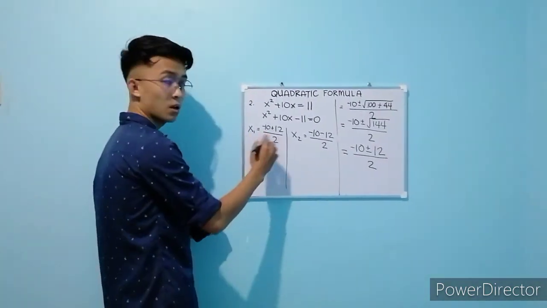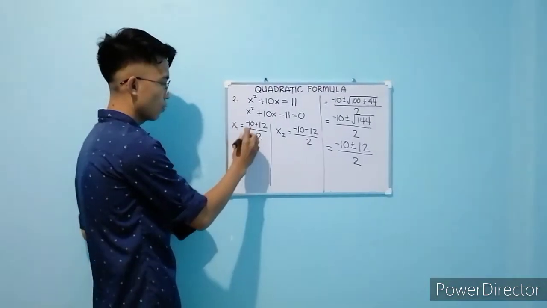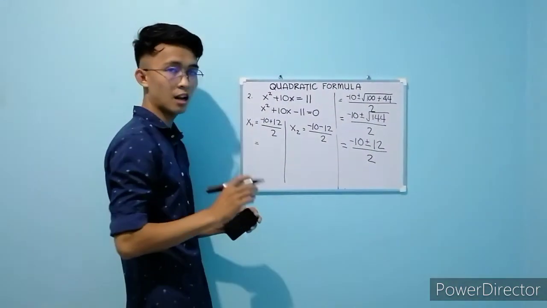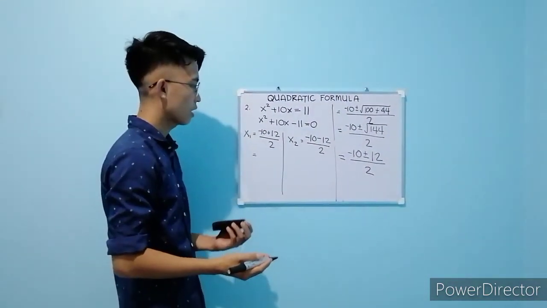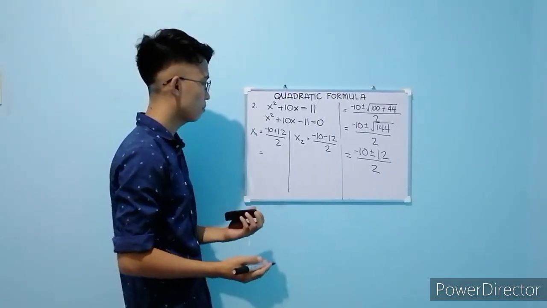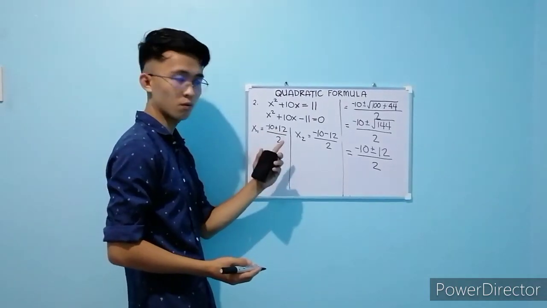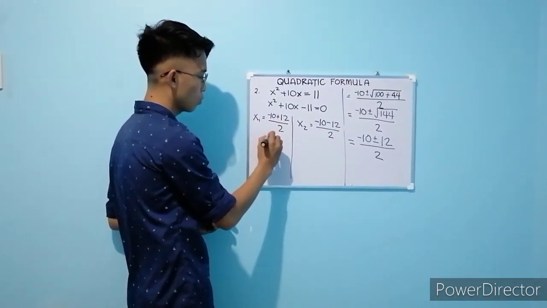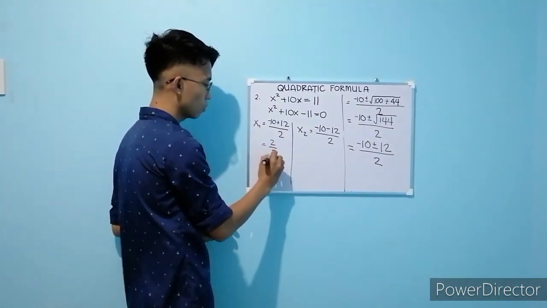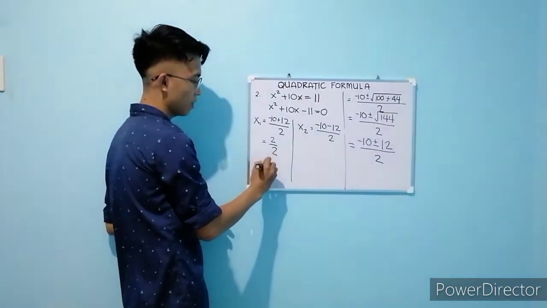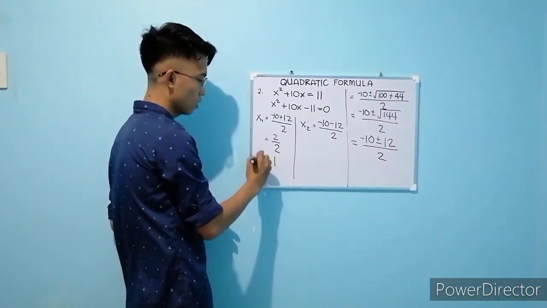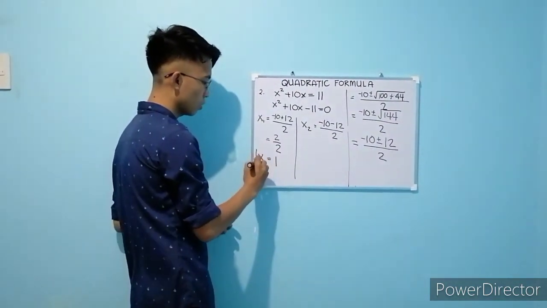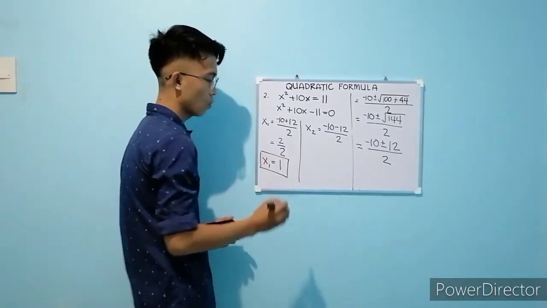Next, simplify. We have negative 10 plus 12, unlike signs, so we need to subtract. Copy the sign of the highest number. The highest number is 12, so positive. 12 minus 10 is 2, over 2. Then simplify, 2 divided by 2 is 1. So our x, or the first root, is positive 1.